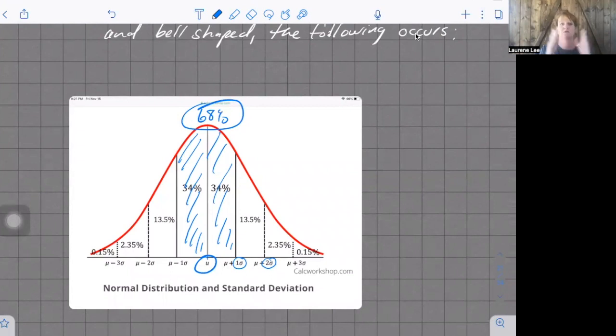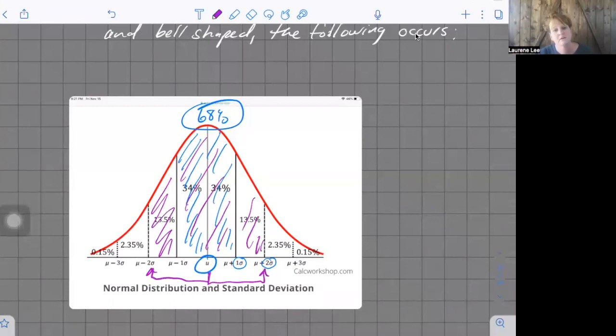Now if I go out 2 standard deviations, I then add all of this stuff too. This right here is 2 standard deviations to the left and 2 standard deviations to the right. So now I'm looking at all of this data as well, and my percentage of data grows significantly. And what we say is if the data is more than 2 standard deviations away from the mean, so that means if it's out here or out here, then it's considered unusual. That's the word that we use for it.